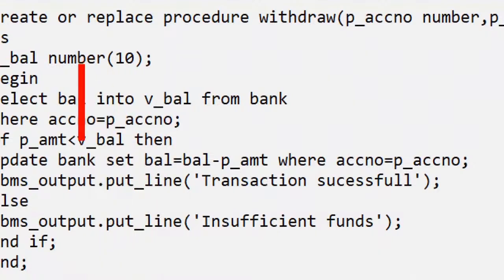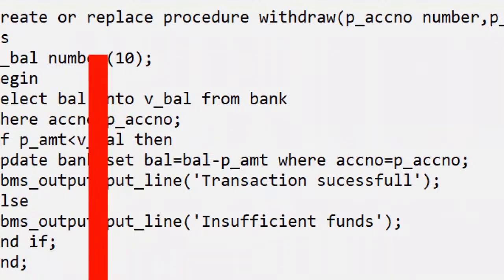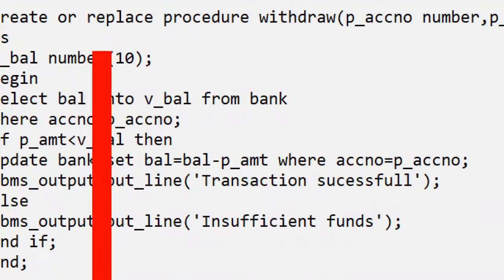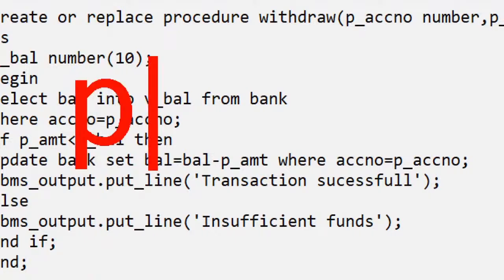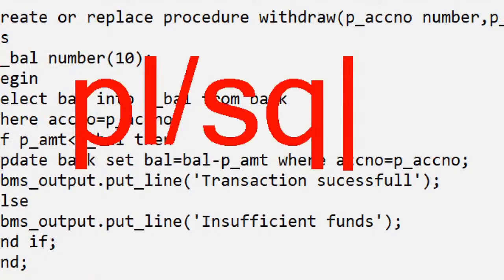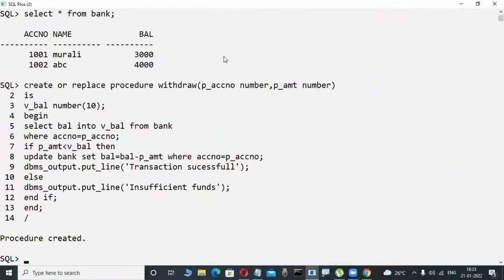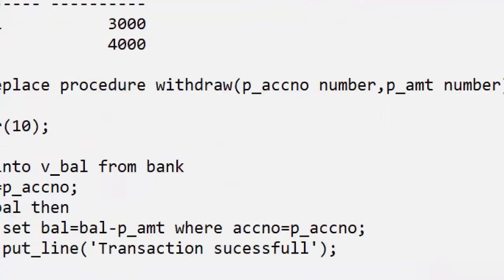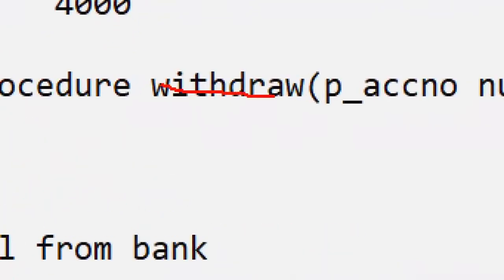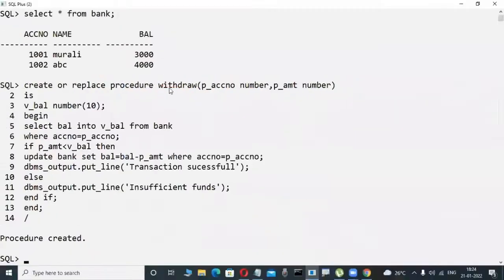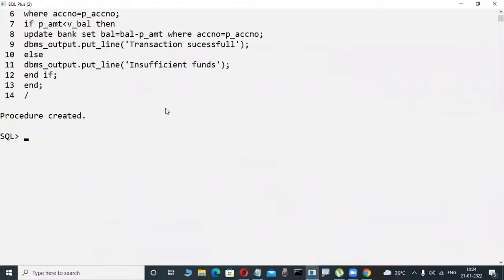Even if you have no software knowledge, you will be writing this in future, because I will tell you all the things. These types of codings are called PL/SQL coding, a little bit like programming. Once I develop this withdraw procedure, I try to check the ATM transactions I mentioned in the previous case.